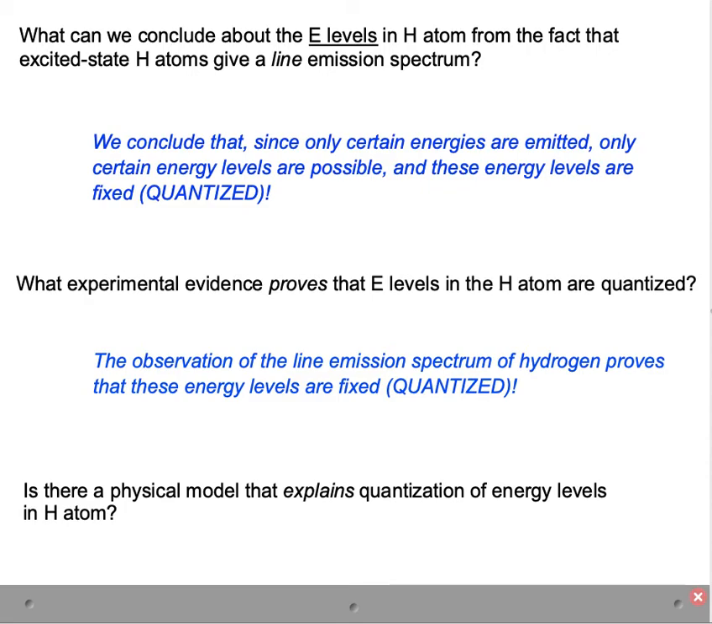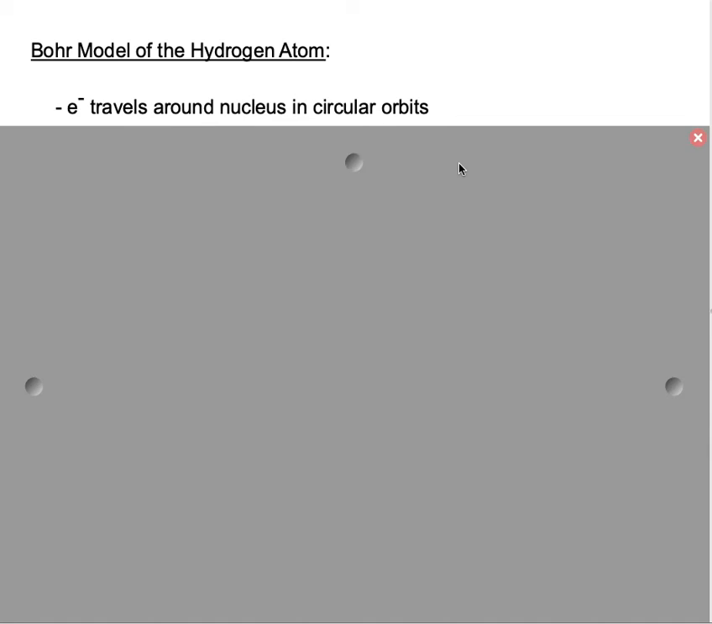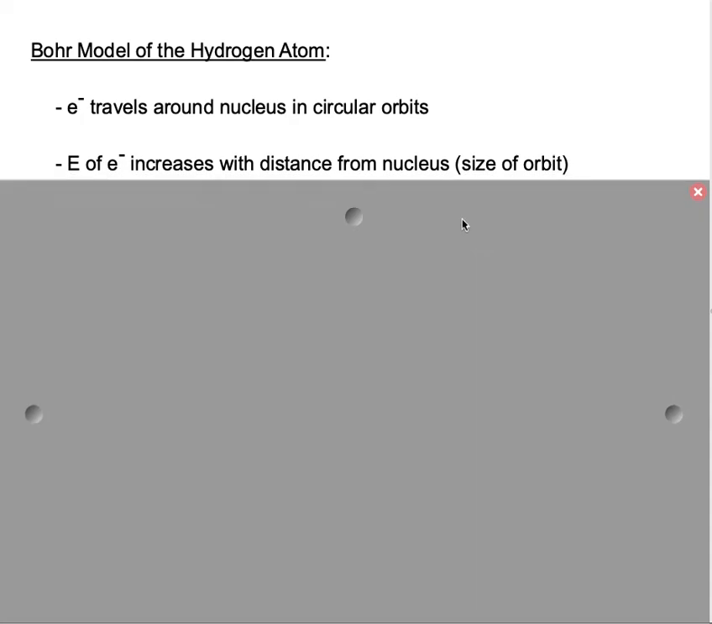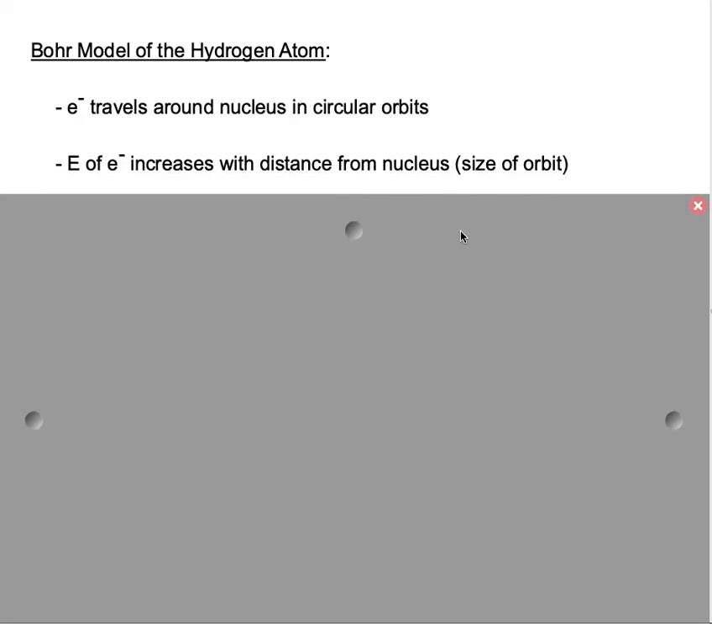So, is there a physical model that explains quantization of energy levels? There is, and you're probably familiar with it. It's called the Bohr model. Niels Bohr was a Danish physicist in the late 19th, early 20th century who came up with both a qualitative and a quantitative model to explain quantization of energy levels in hydrogen. Bohr says the electron in the hydrogen atom is traveling around the nucleus in circular orbits. The energy of the electron increases with distance from the nucleus, that is, with the size of the orbit. The bigger the orbit, the higher the energy.